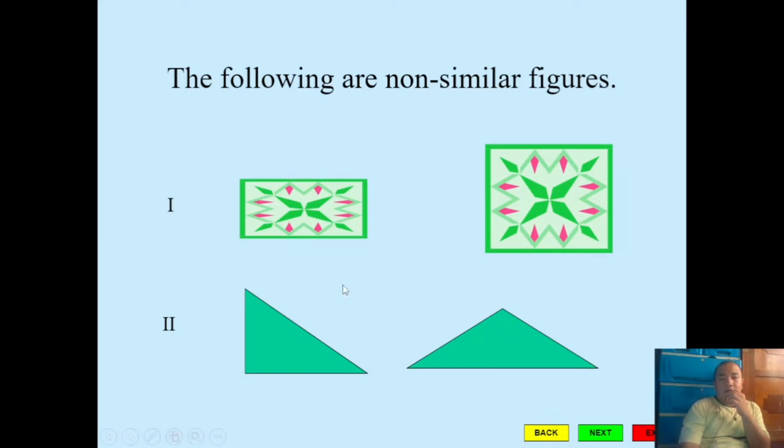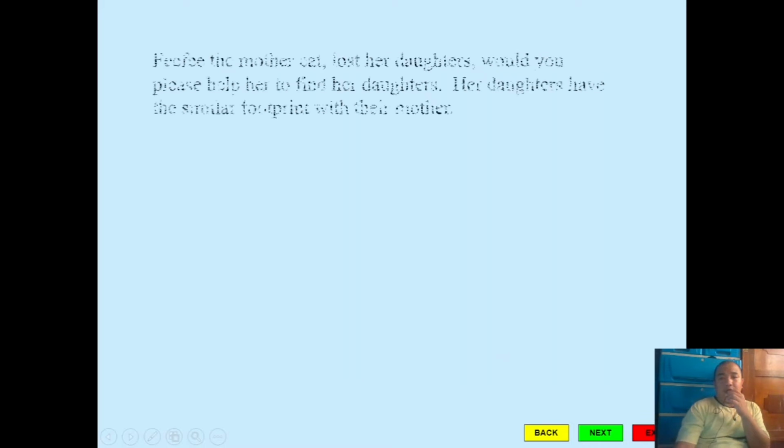In number one, this is a rectangle and the other is a square. So it's not a replica, actually. And in number two, it's a right triangle and it's an obtuse triangle. So they are not similar, non-similar figures.